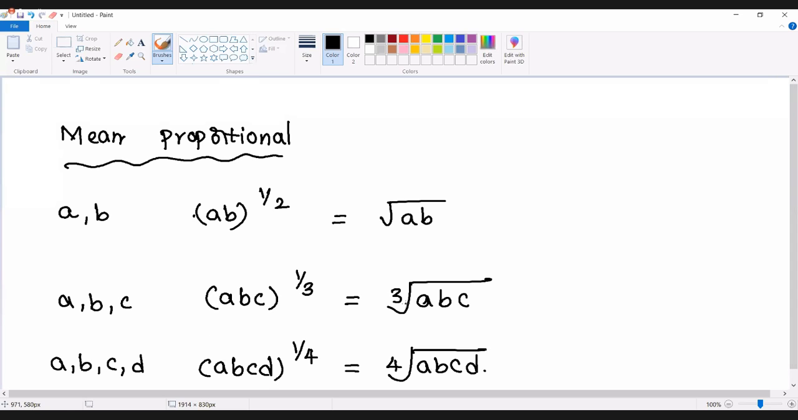That's the only point to remember. Most of the students, by confusion, always take the square root, even when four terms are available. It is not always square root, it's going to be the nth root based on the number of terms. So if you have A, B, C, D and so on till n, you will be taking A, B, C, D and so on till n whole power 1 by n. So the number of terms is important.